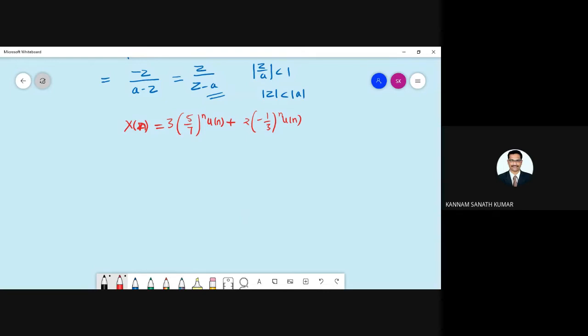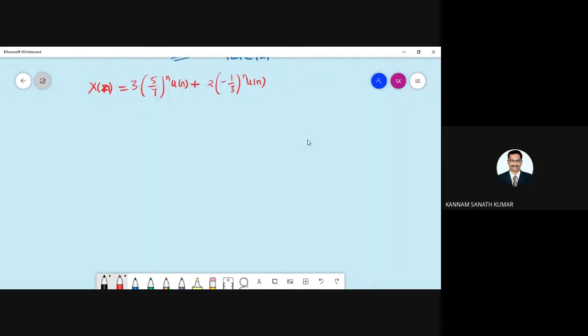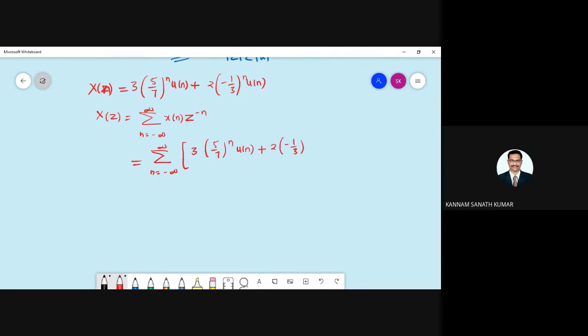So what is the definition for the Z transform? X(z) equal to summation n equal to minus infinity to infinity x[n] into z to the power minus n. This is the basic formula for the definition of the Z transform. So substitute our function: 3 into (5/7)ⁿ u[n], plus 2 into (−1/3)ⁿ u[n], into z to the power minus n.